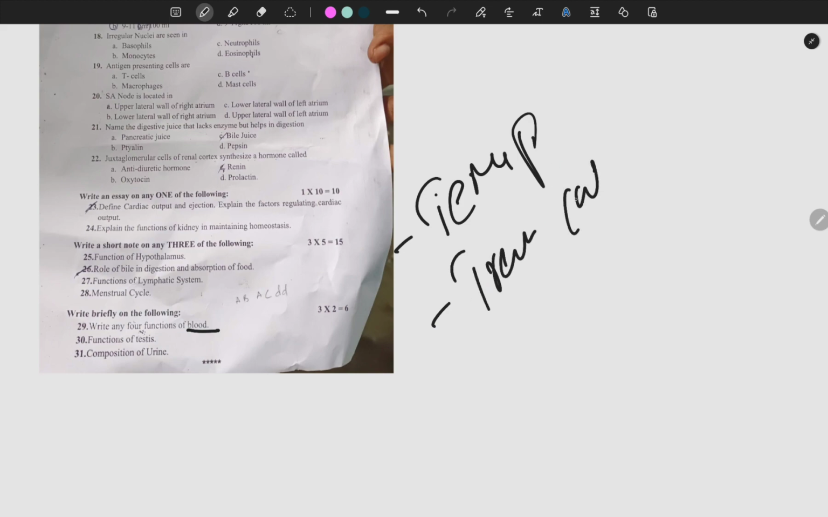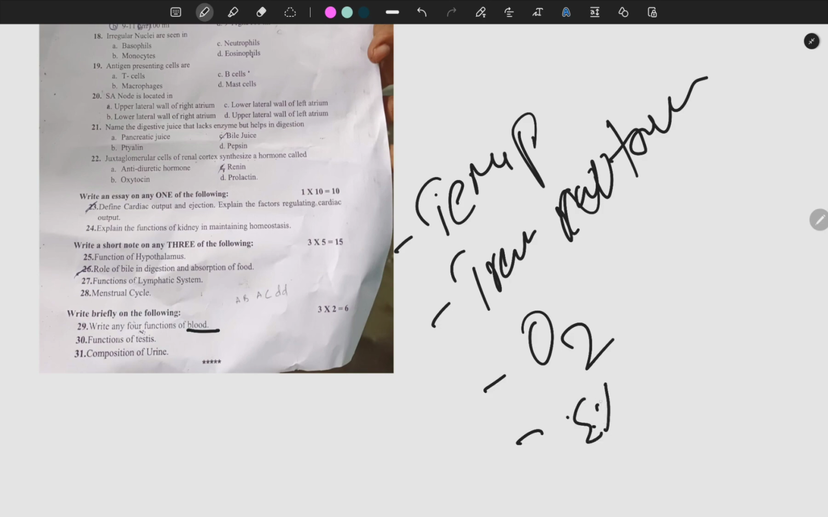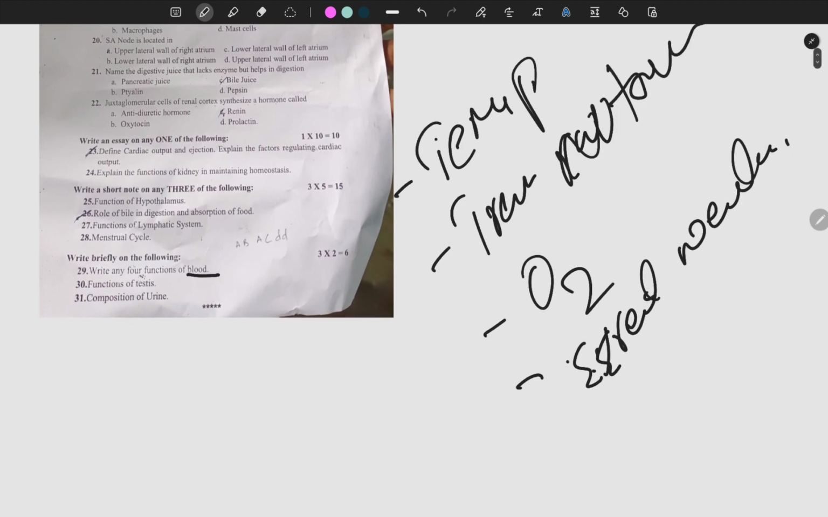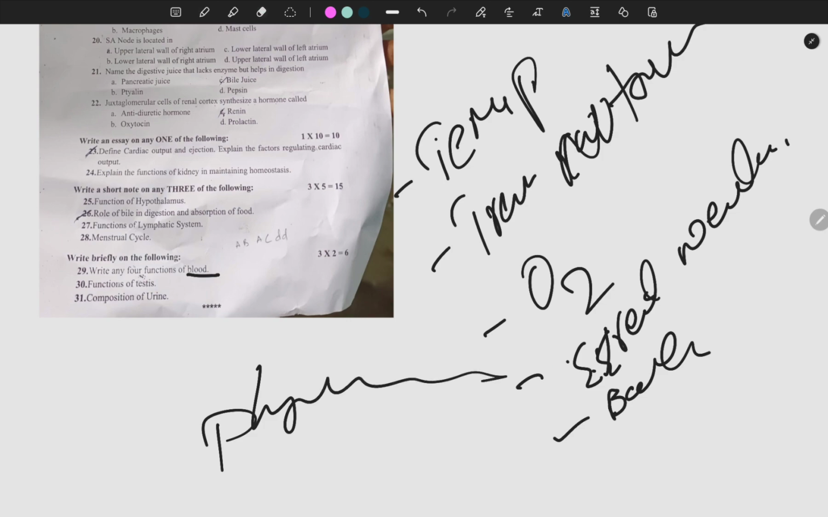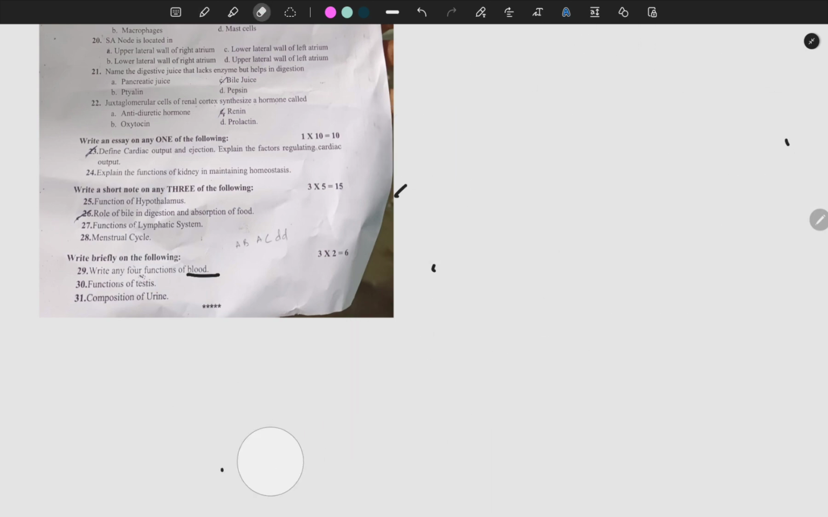And finally we have the 2 marks question: write any four functions of the blood. What is the function of the blood? Temperature regulation, transporting nutrients from the intestine to the cells, transporting oxygen, removing waste from the cells to the kidneys, maintaining body fluids, and some phagocytosis. All these functions come under the circulatory system, that is, blood.